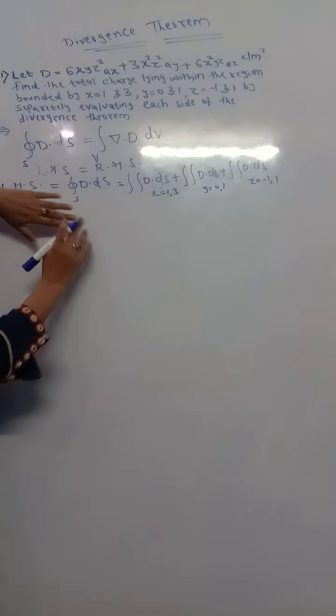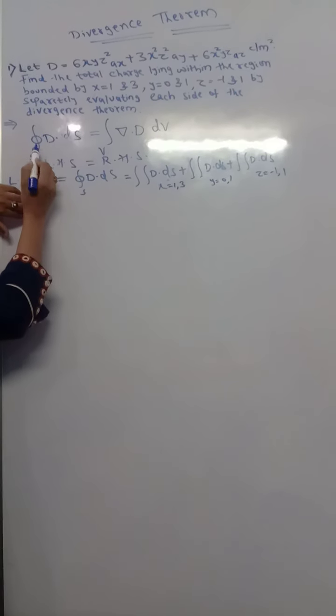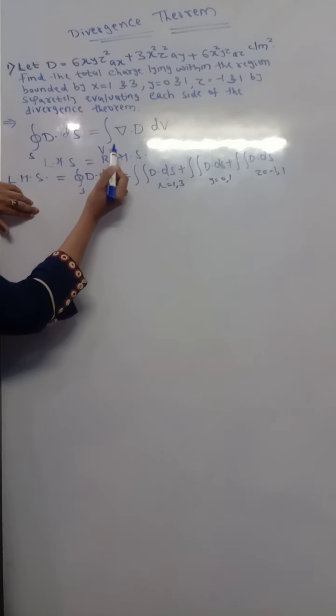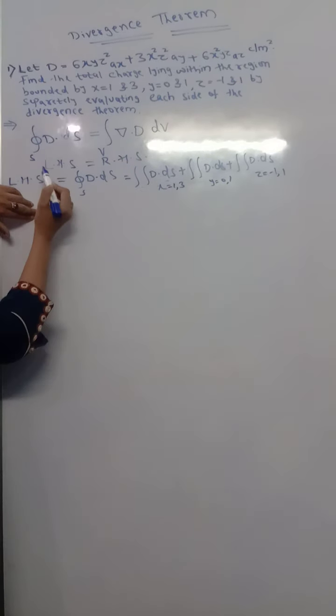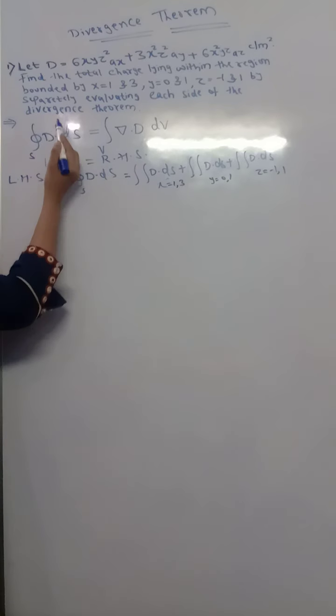Now see here, all of you pay attention. By Gauss's law and the divergence theorem, the integral of D dot dS is equal to the integral over the volume of del dot D dv. Left-hand side is equal to right-hand side. We need to prove the divergence theorem.